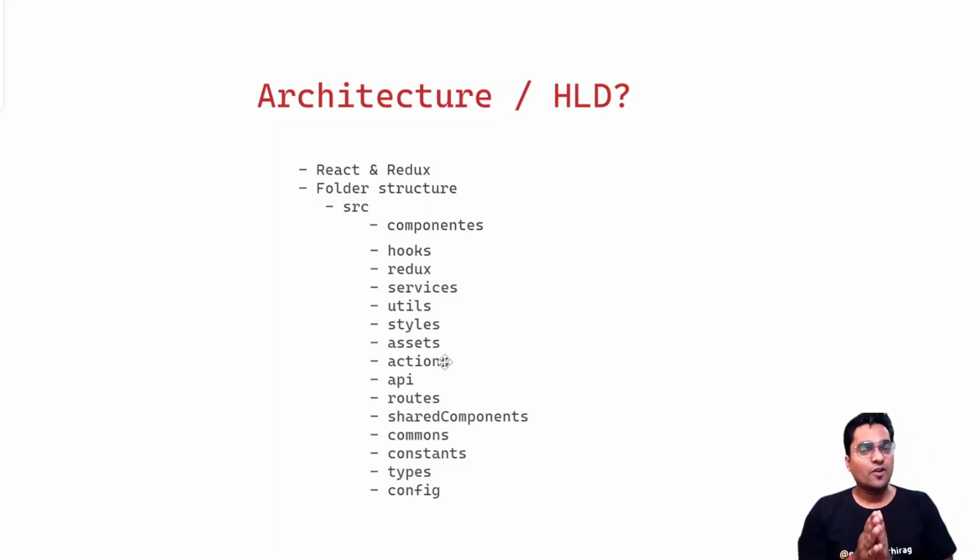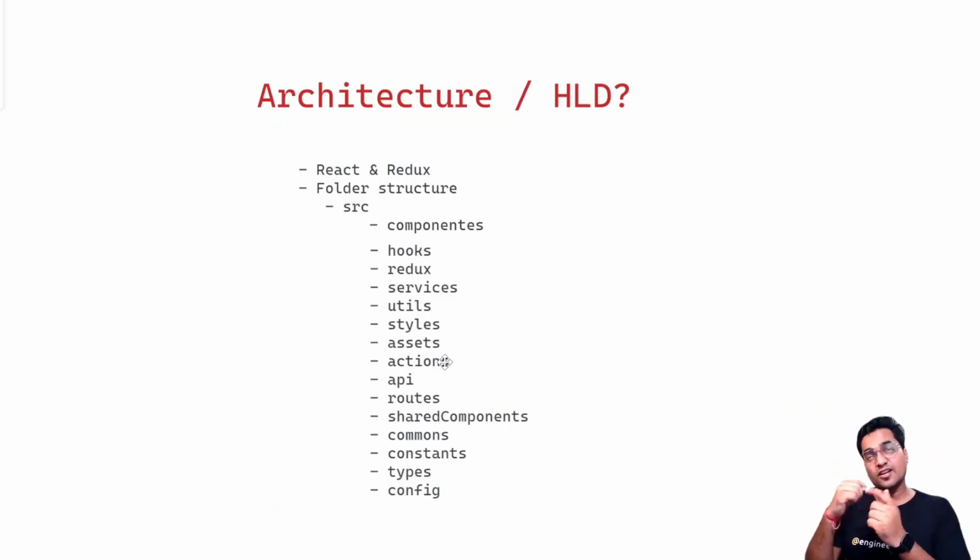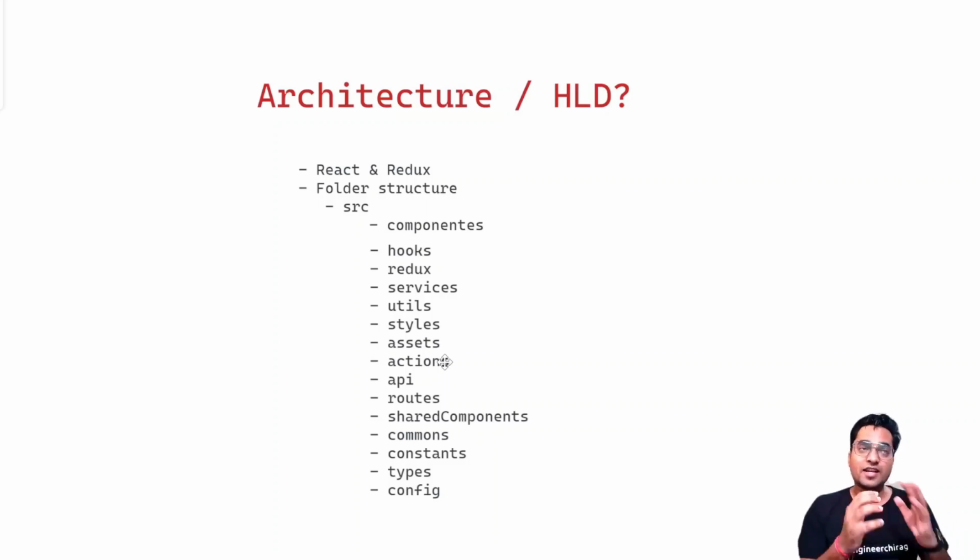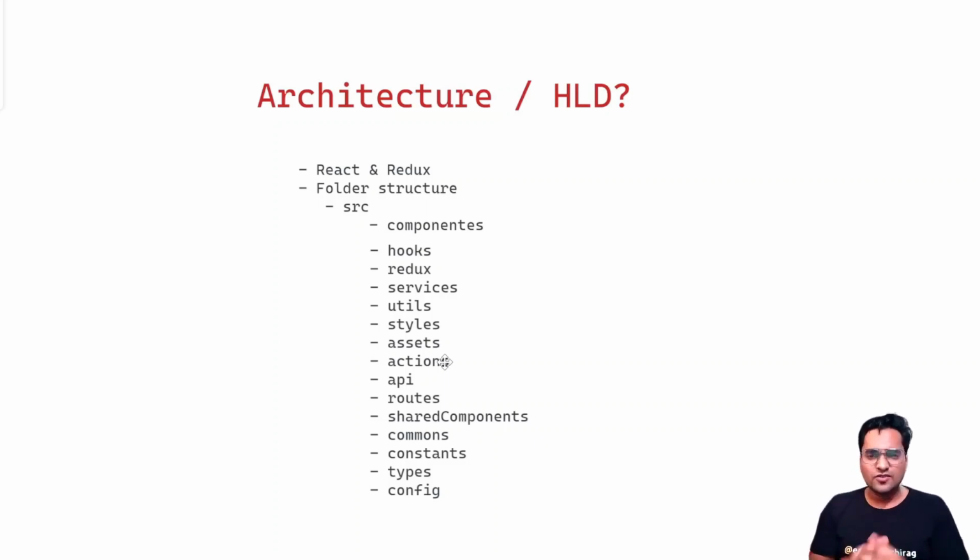There will be multiple routes. I can have a routes folder. There will be shared components as well. I can create that. There can be some commons that I wanted to share between multiple components. Okay. There can be a constant. Okay. And definitely if I'm using TypeScript, I can use types. I can use some config also. So there are so many things that I can use in my folder structure.